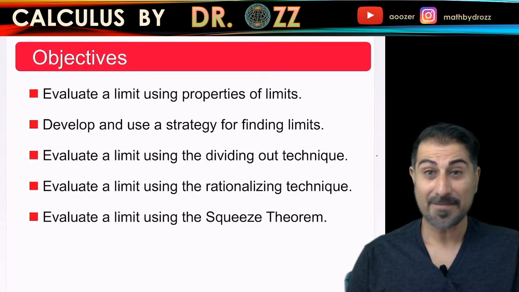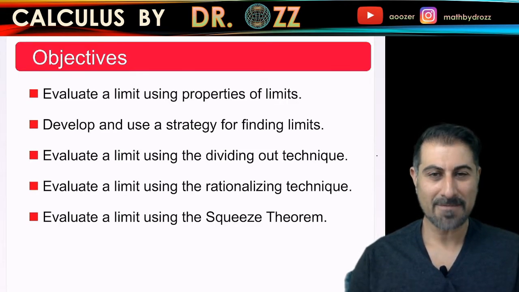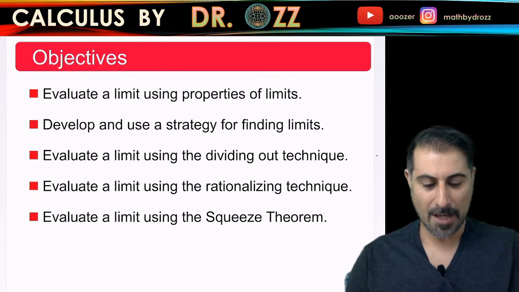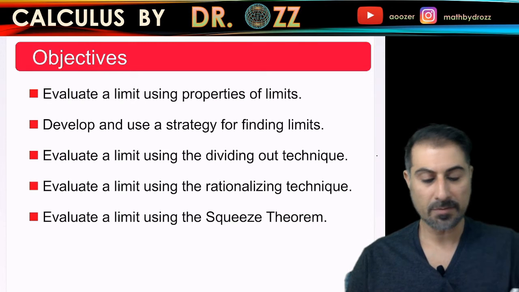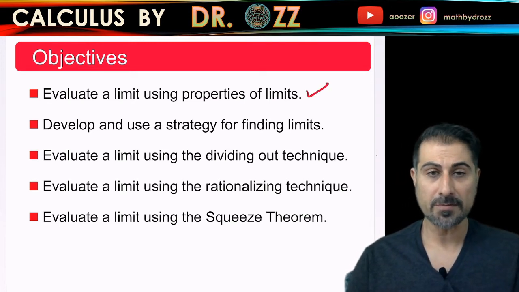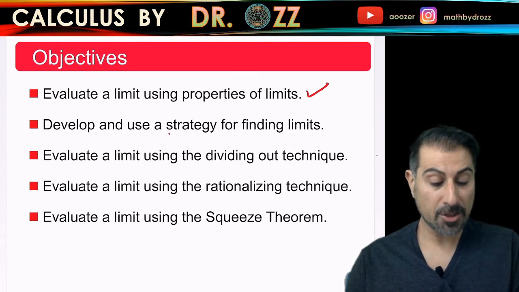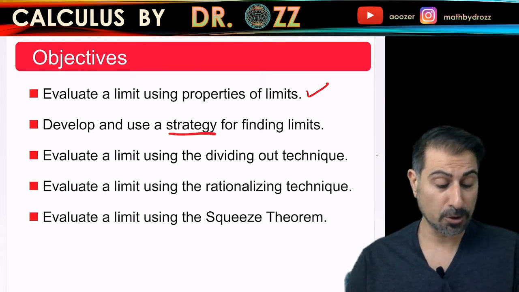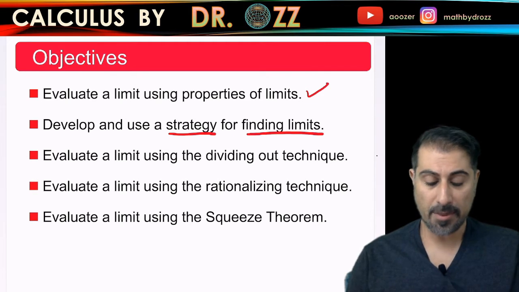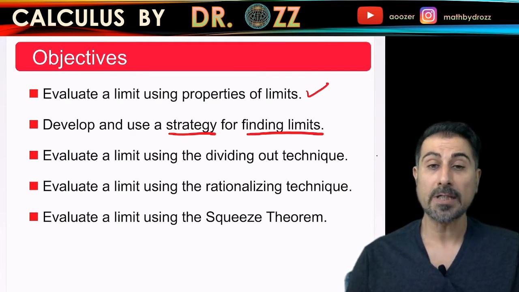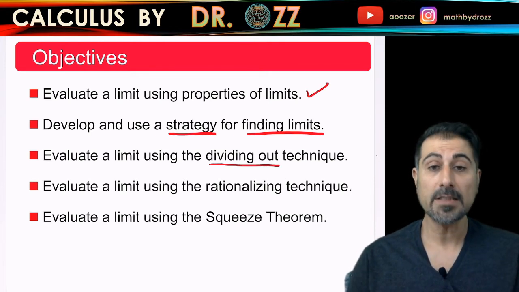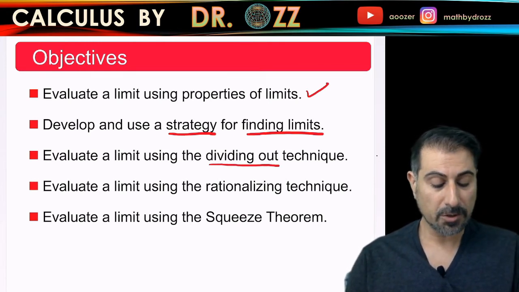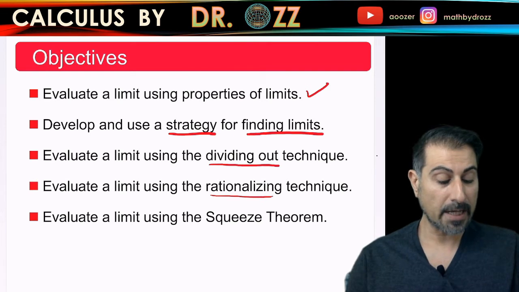We have 5 learning objectives. That means you're going to have 5 videos for this section in total. The first learning objective is evaluating a limit using properties of limits, so we're going to define properties of limits. In the second video, we're going to develop and use a strategy. I'm going to provide you a recipe for finding limits. In the third video, we're going to evaluate a limit using the dividing out technique. That's an algebra technique. And in the fourth video, we're going to use another technique called the rationalizing technique.